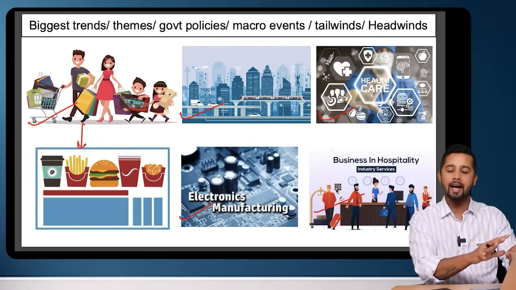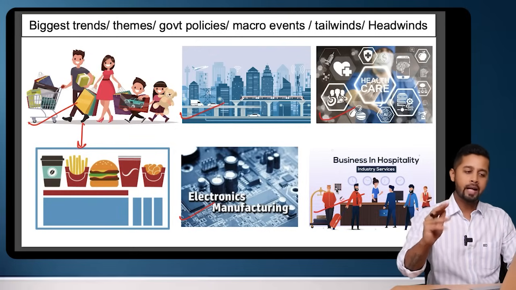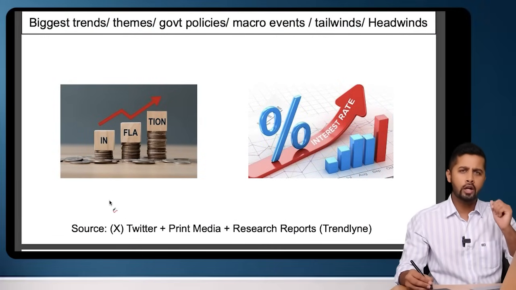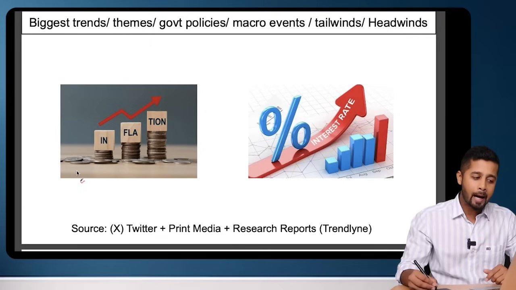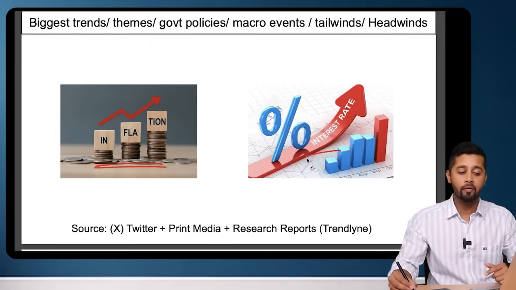Of course, these are just the ideas. Now the next step is of course to identify stocks. Before that, a couple more pieces of information that I want to give. It's very important to keep a close eye on the macro environment. What is happening in the economy in terms of inflation? What is happening in terms of interest rates?